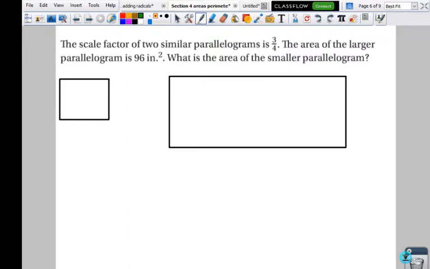So, the scale factor of the two similar parallelograms is 3 over 4. The area of the larger parallelogram is 96. What's the area of the smaller? When it says up here that the scale factor of the two similar parallelograms is 3 over 4, all that means is this small one is 3 and the big one is 4. So, on your own, I want you to find the area of the smaller parallelogram. So set up your proportion.